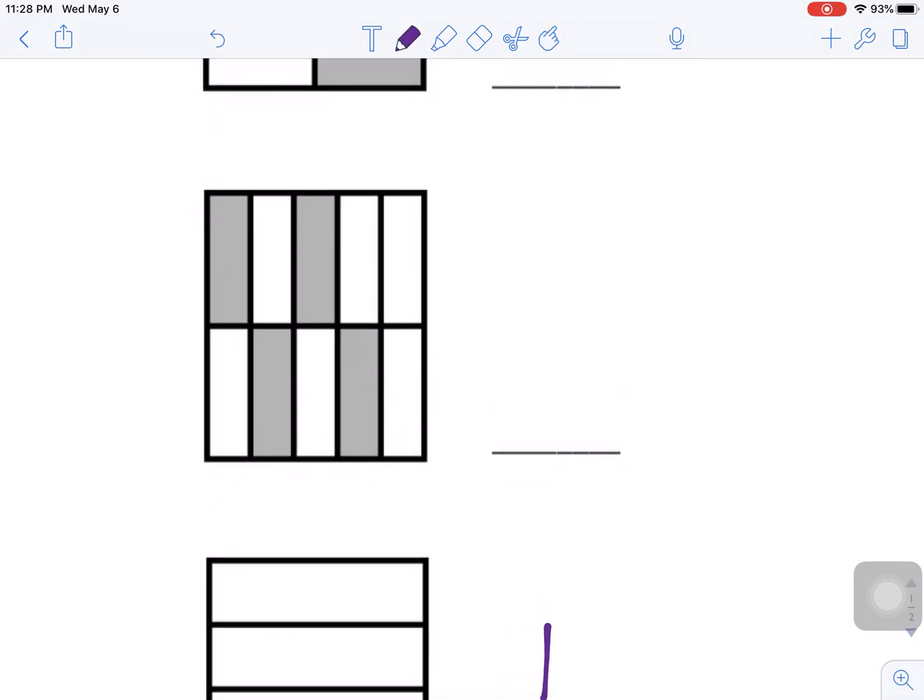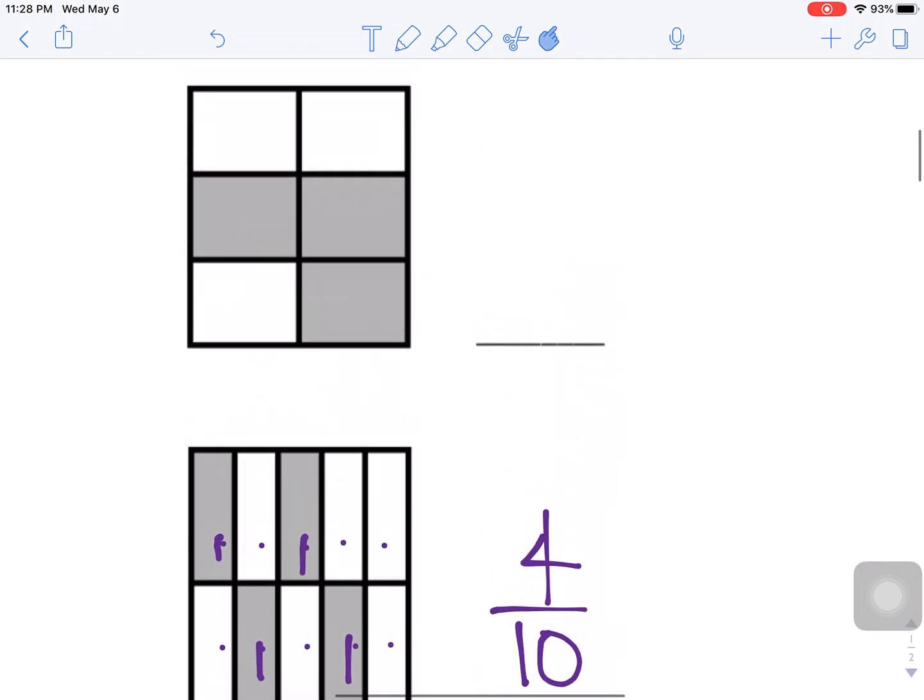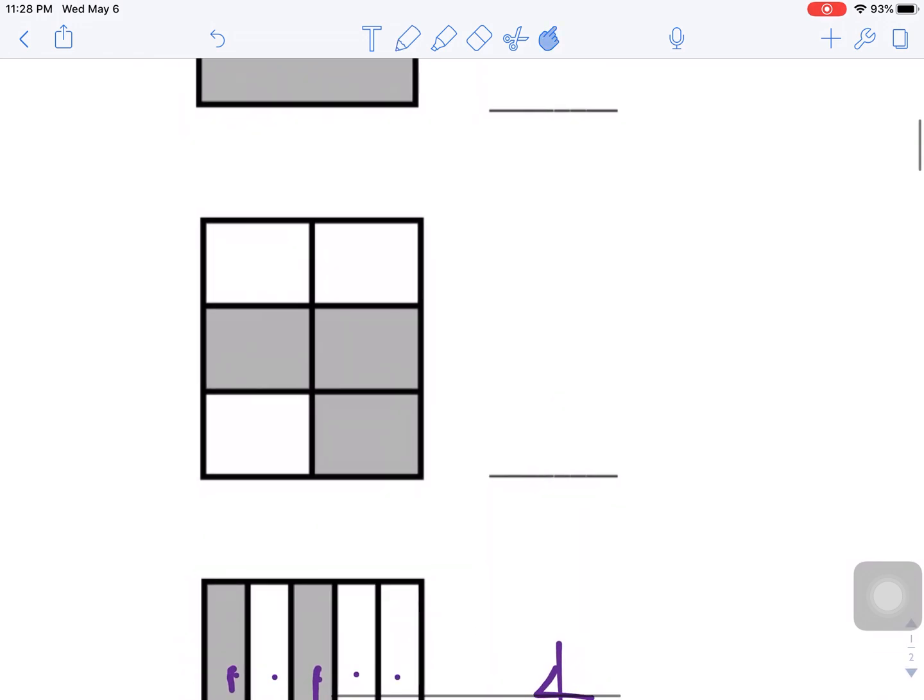How about this one? Oh, this one has a lot, so I might want to just use my finger and count. 1, 2, 3, 4, 5, 6, 7, 8, 9, 10. There are 10 equal parts. And how many are shaded in? 1, 2, 3, and 4. So I have 4/10 on this one. Good job hanging in there. We got 2 more left.